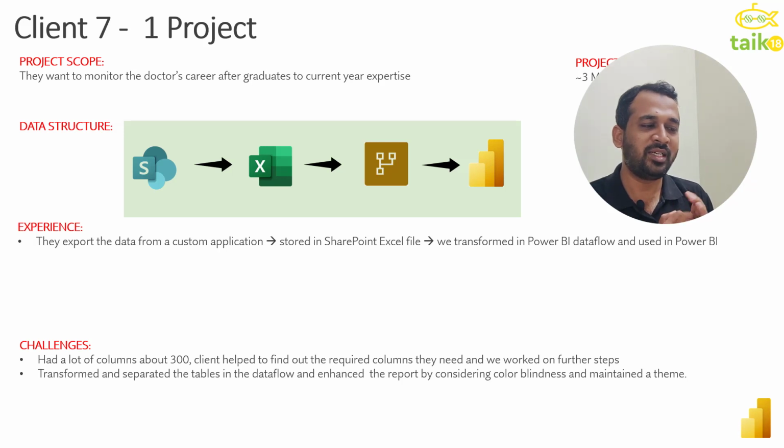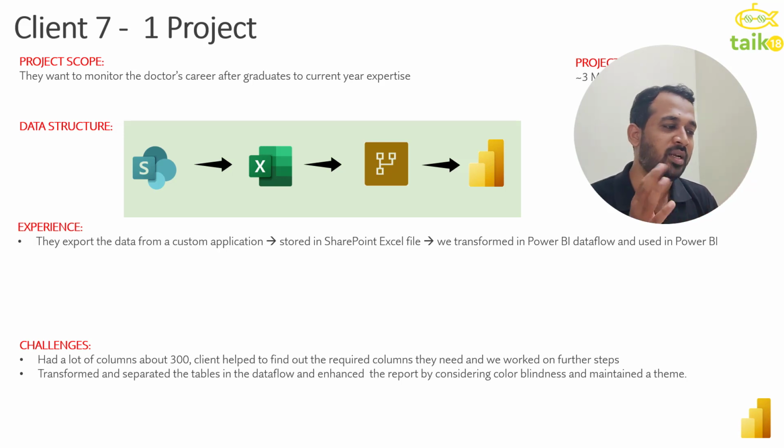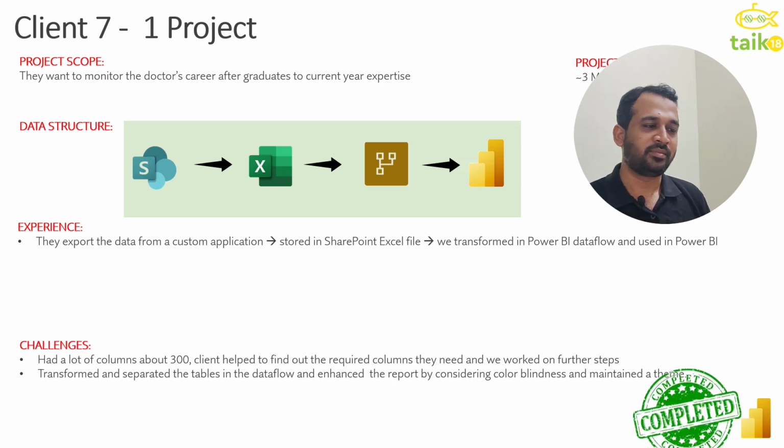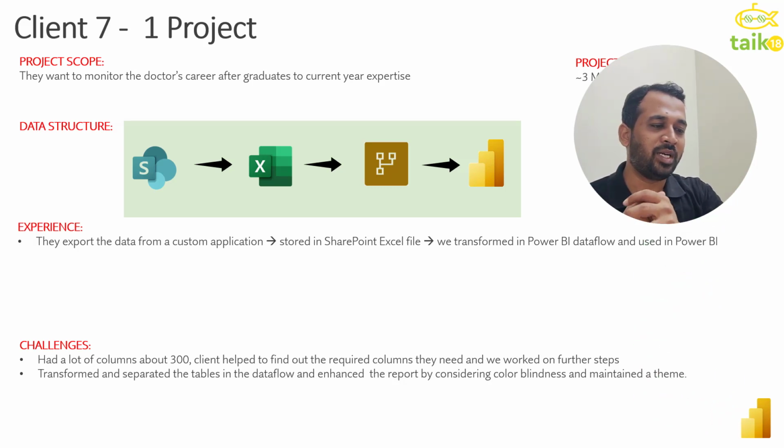We transformed and separated the data into dataflows and enhanced the report by considering color blindness and maintaining the theme for that. And not only that, this was a flat table of 300 columns, and we also implemented a star schema to split the tables based on the requirement into a fact and multiple dimensions, and built the report on top of that.